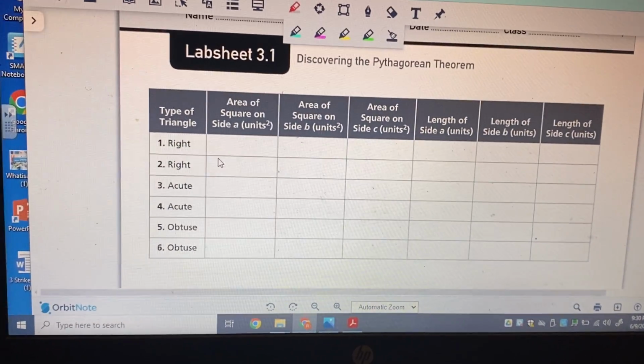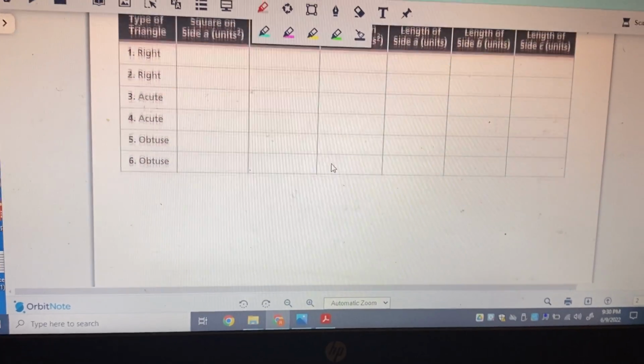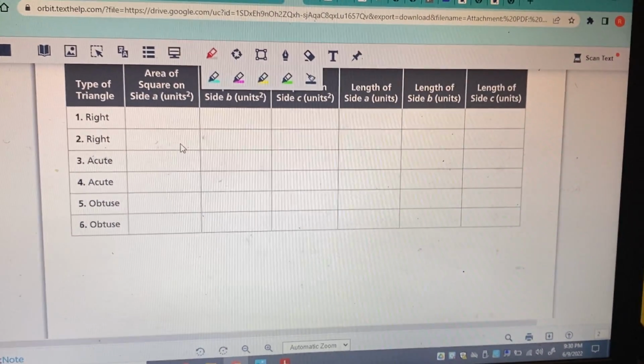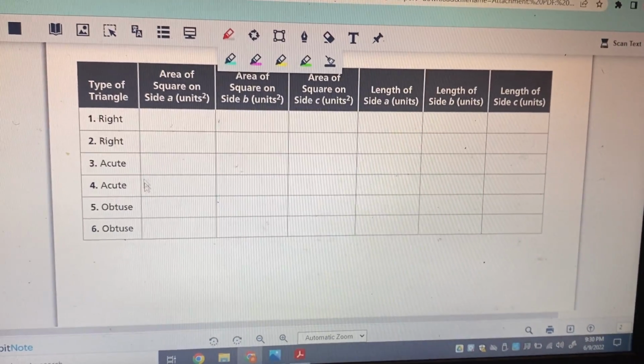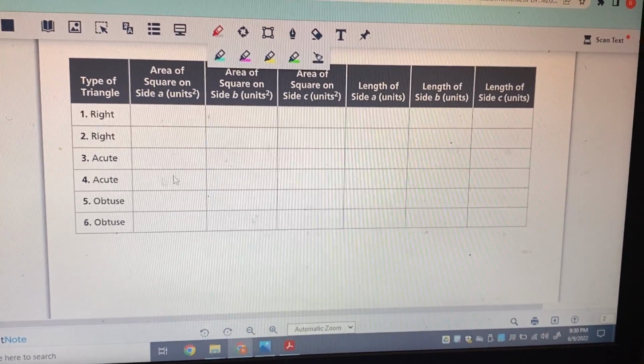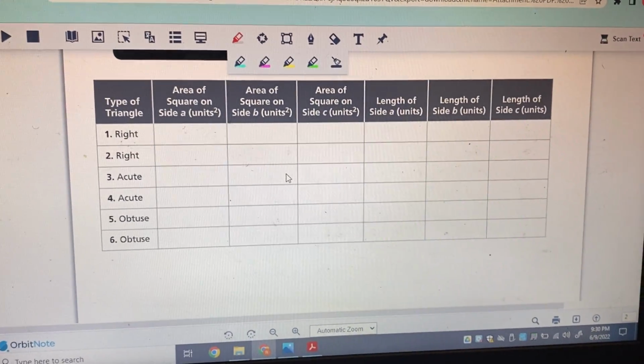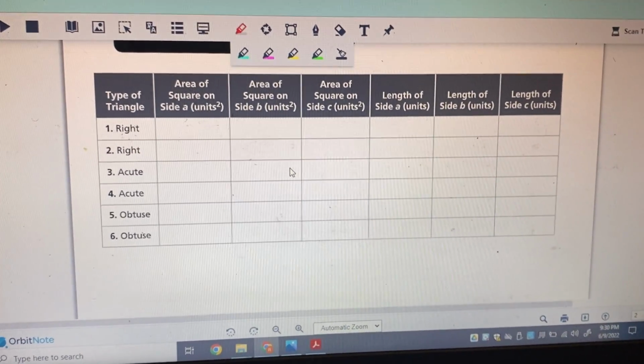And if you have any trouble with this assignment, we can do 1 and 2 together as a whole class, and then you will be able to do 3, 4, and 5, 6 with your group. Thank you, and you may begin your independent assignment.